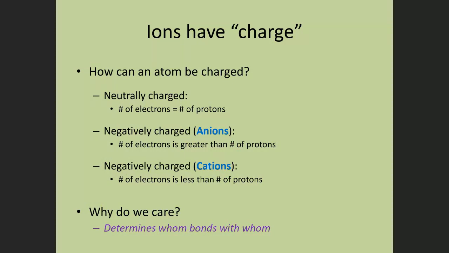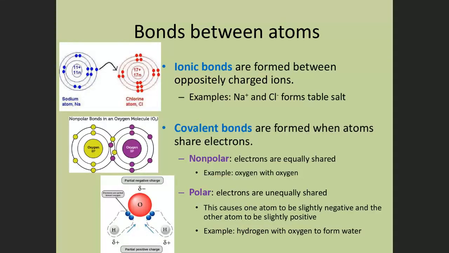Okay, so again, when you have an ionic bond, you're going to form an anion and a cation. One atom becomes positively charged, the other one becomes negatively charged. This is your ionic bond. Sodium and chlorine do this to form table salt. Another type of bond that is formed is what is called a covalent bond. And there are two types of covalent bonds, nonpolar covalent and polar covalent.